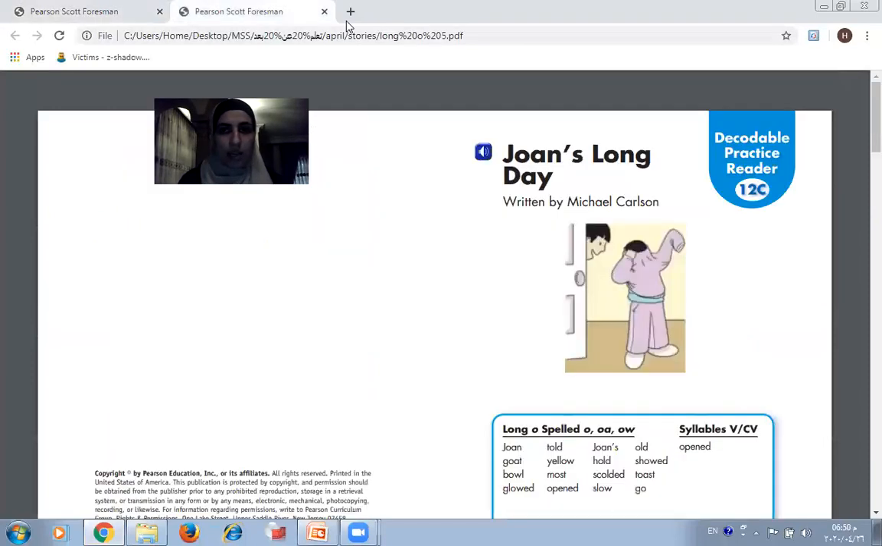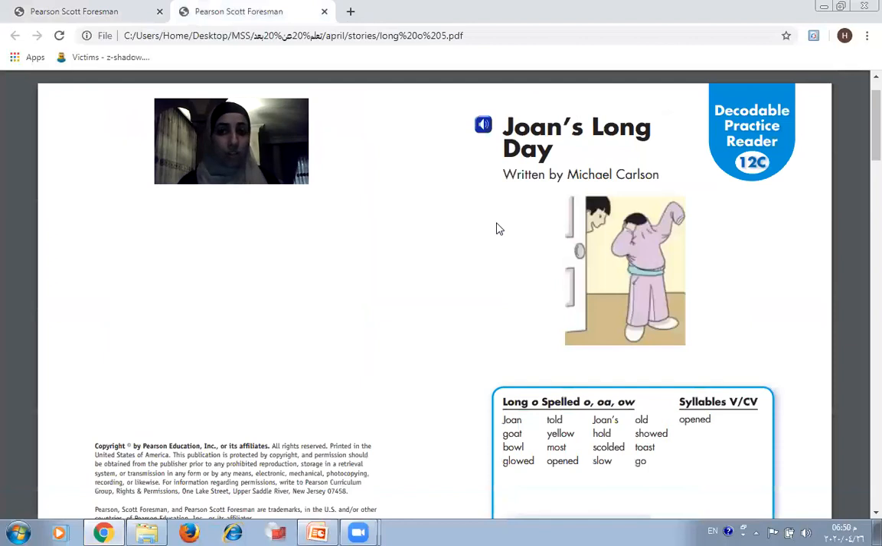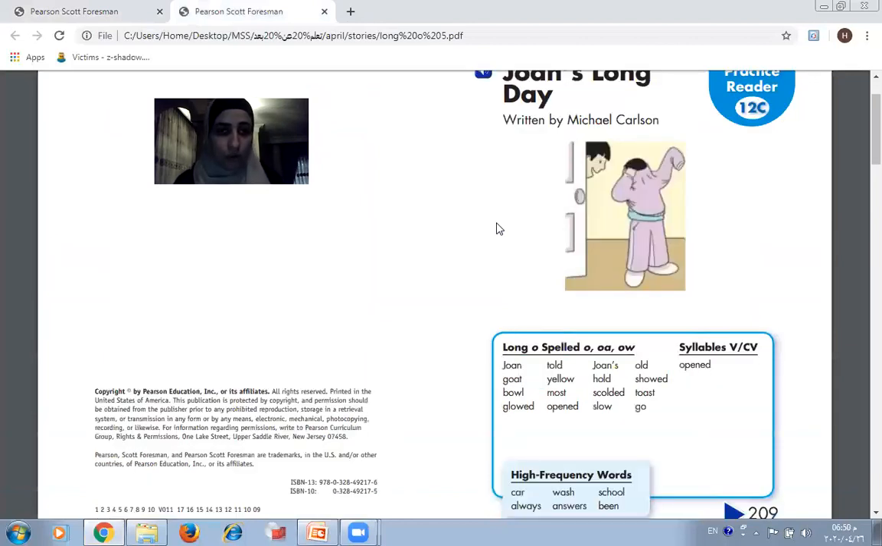I want now to revise the long O, also through a story, and I send this story for you. Now you have the long O sound. The O, O and A making an O sound, O and W making an O sound also. Let's read the words together.